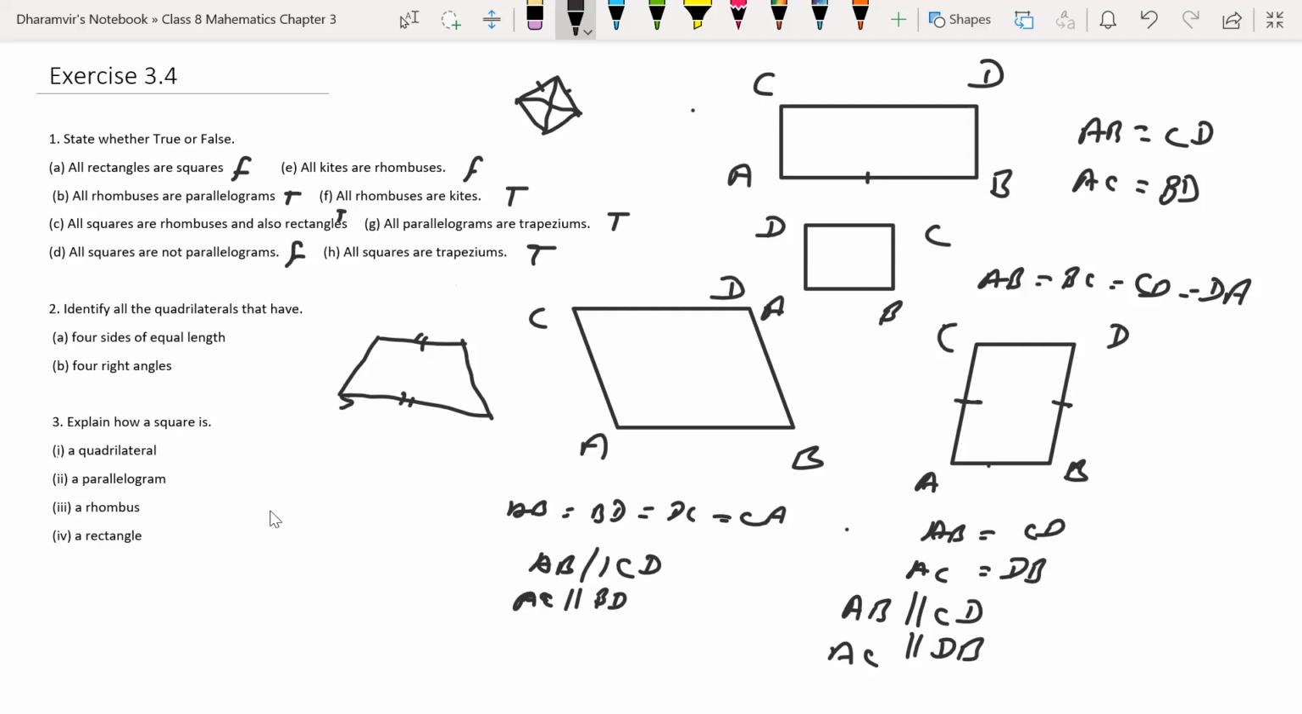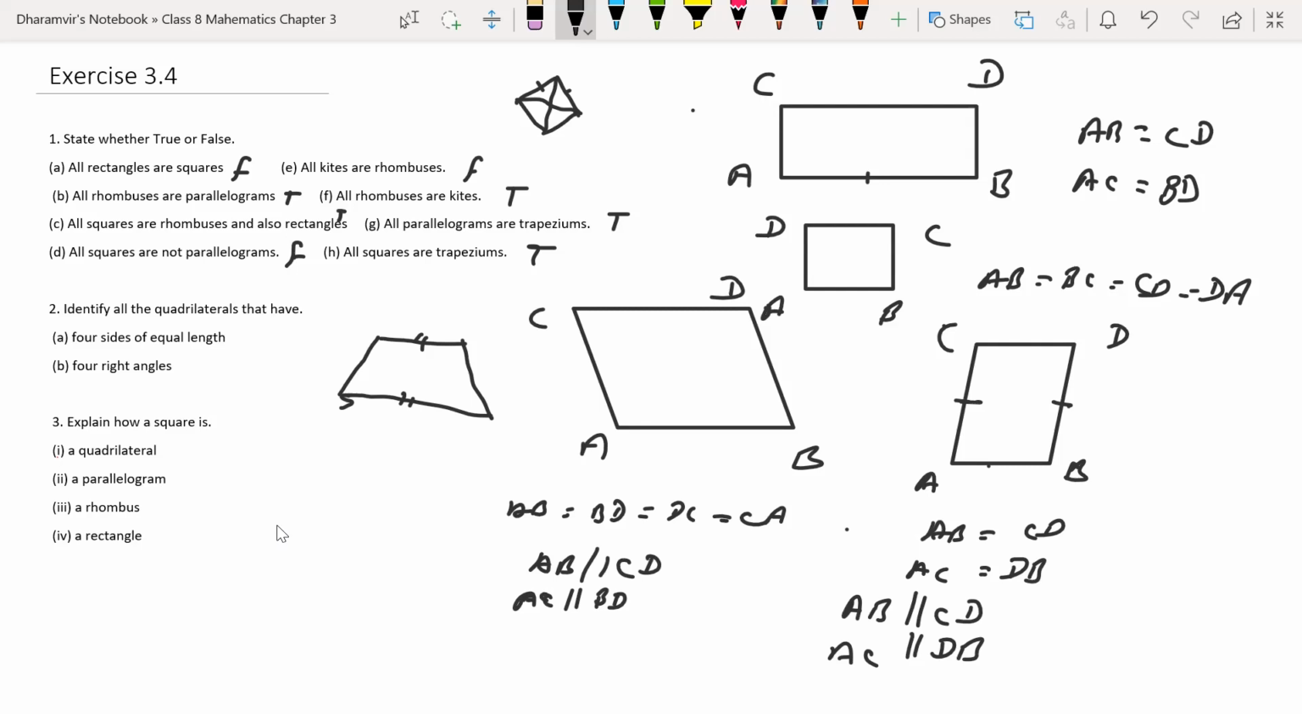So all rectangles are squares? No. All squares are rectangles, but all rectangles are not squares. All rhombuses are parallelograms? Yes. All squares are rhombuses and also rectangles? Yes. But the reverse is not true. All squares are not parallelograms? False. All squares are parallelograms, but all parallelograms are not squares. All kites are rhombuses? False. All rhombuses are kites? It's true. All parallelograms are trapezium and all squares are trapezium.